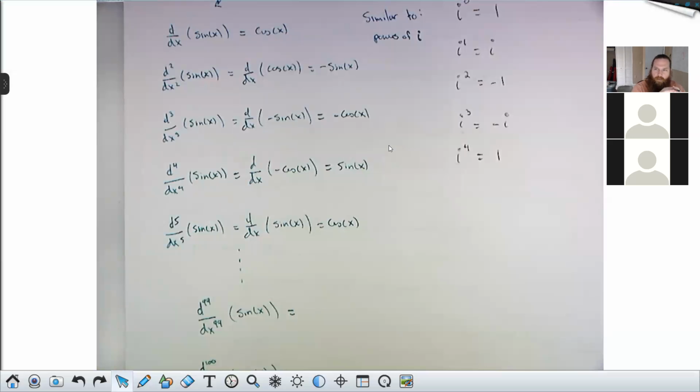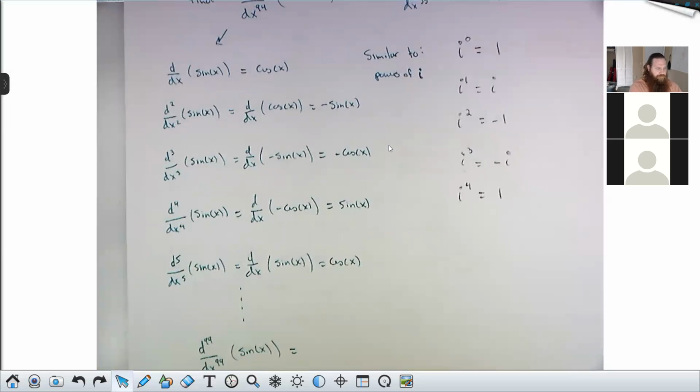Yeah, something like this, right? So every 4 derivatives, you start over again. Now 99 isn't divisible by 4. If 99 was divisible by 4, like the 4th derivative of sine is sine. The 8th derivative of sine is sine. The 12th derivative of sine is sine. Every 4 derivatives you start back over.